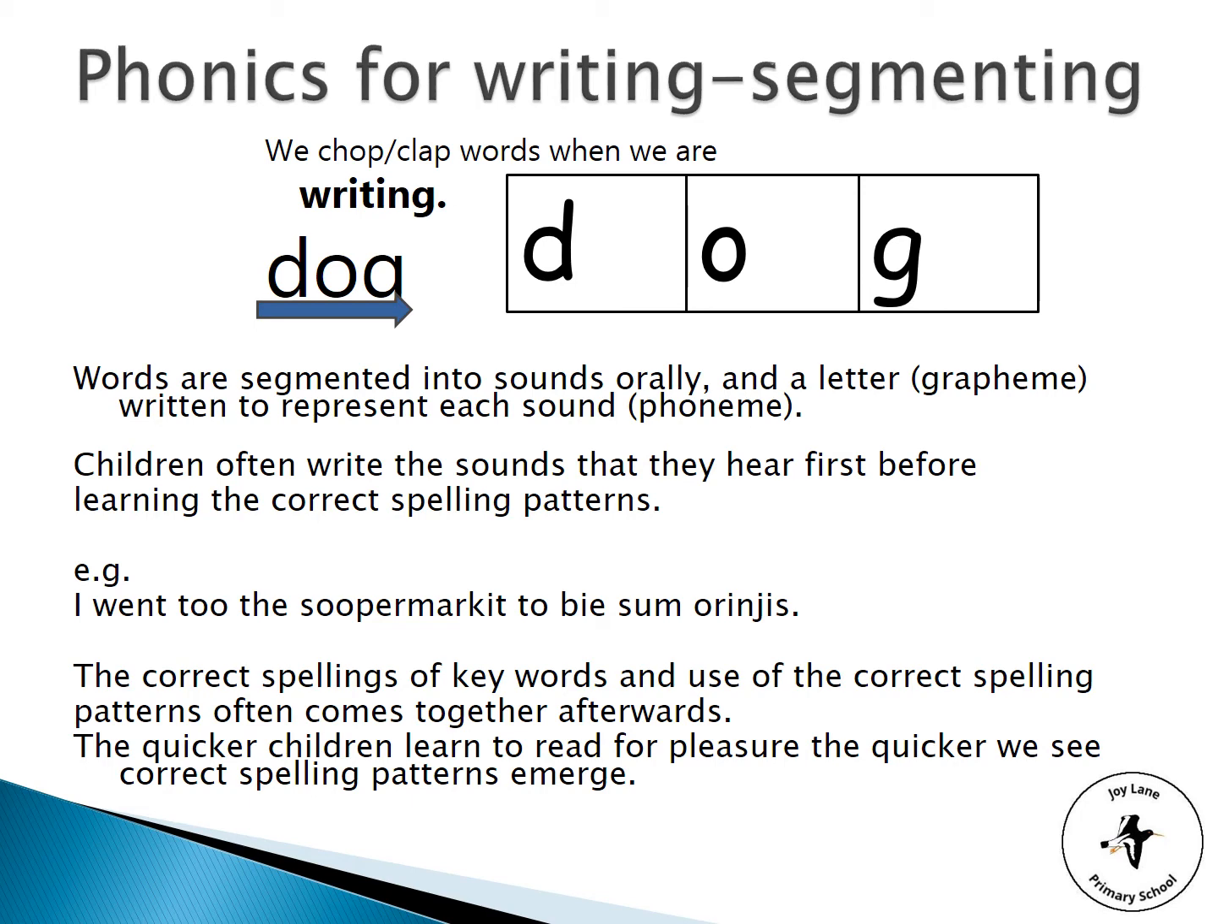The correct spelling of keywords and the use of correct spelling patterns comes together afterwards as the children progress into Year 2. We do see that the quicker children learn to read for pleasure, and the more reading that they do, the quicker we see those correct spelling patterns begin to emerge.